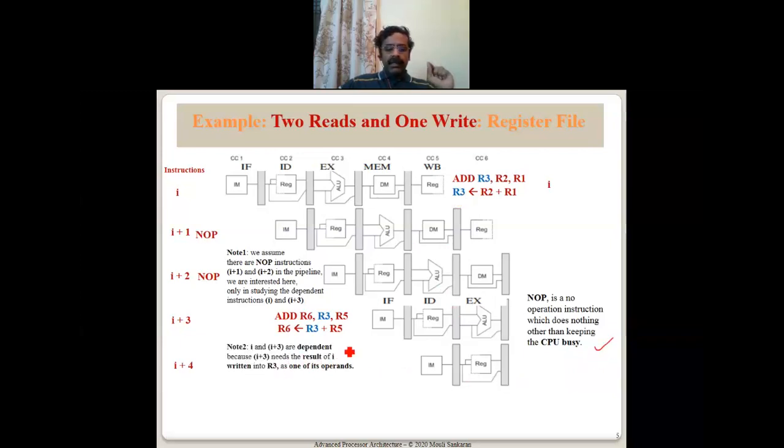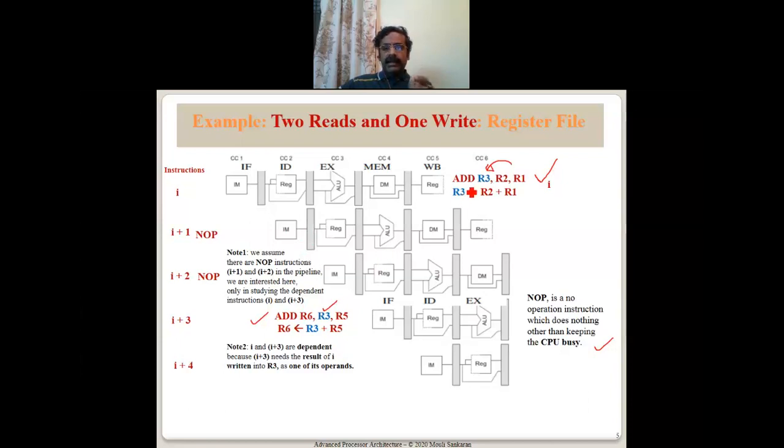Now this instruction is dependent on the result coming from this instruction, because it is to compute this R3, and after two instructions it is required to read that value, because either the user has written an assembly program in this order, or a compiler has generated an assembly program like this.